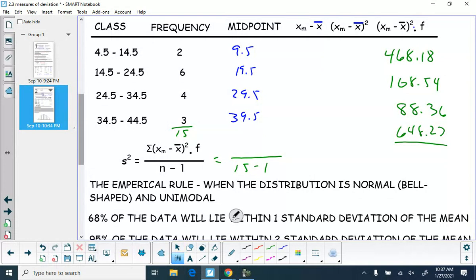When we add down the column, what do we come down to when we add down the column, Mason? I got 1,373.35. 1,373 point what? 35. And we divide that by 14. What do you come up with? 90.56. And then to find the standard deviation, we take the square root of the 90.56. And what do you come up with? 9.51.